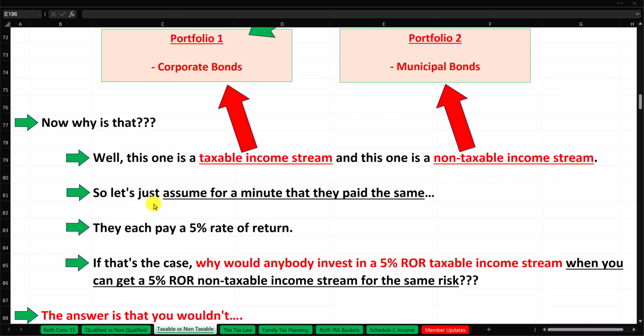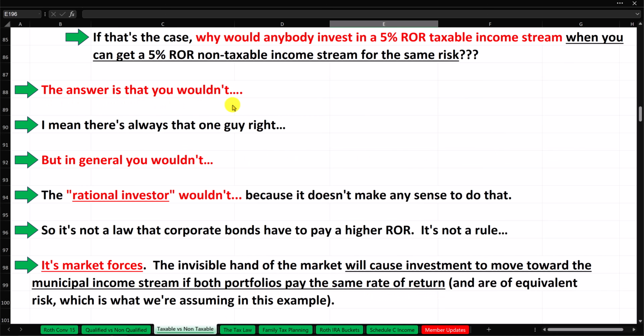So let's just assume for a minute that they paid the same rate of return. Let's just say that they pay 5% each. If that's the case, why would anybody invest in a 5% rate of return taxable income stream when you could get a 5% rate of return non-taxable income stream for the same risk? And the answer is that you wouldn't. I mean, there's always that one guy, right? But in general, you wouldn't. The rational investor wouldn't because it doesn't make any sense to do that.